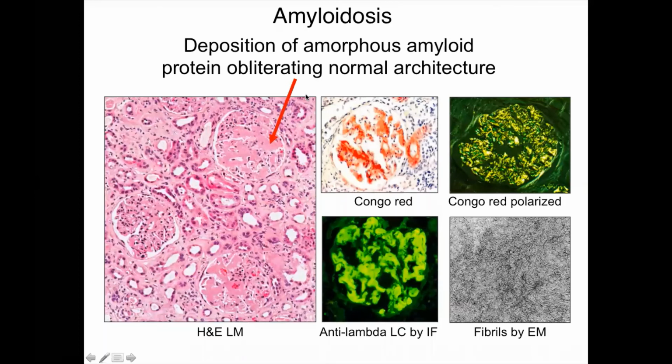Okay, amyloidosis. It's basically the deposition of amorphous amyloid protein. It is negative on PAS and positive on Congo red, salmon color. It will be restricted on the light chains.